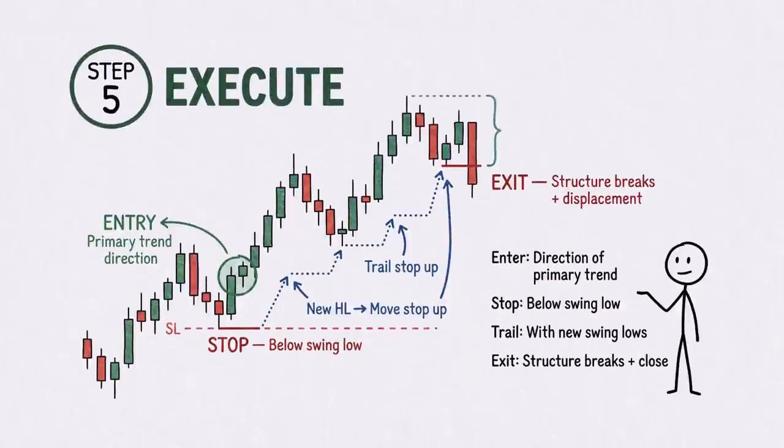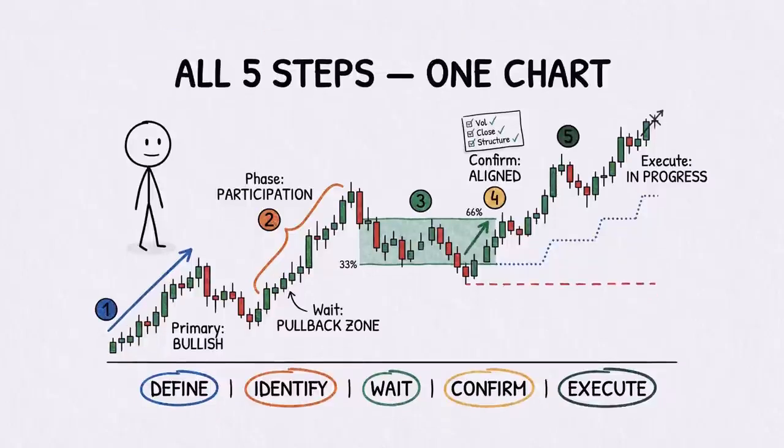Step 5. Execute. Enter in the direction of the primary trend during the secondary reaction in Phase 2. Place your stop below the most recent swing low. Trail your stop as the trend creates new swing lows. Exit when the structure breaks. When a swing low is violated with a close and displacement. 5 steps. Define, identify, wait, confirm, execute. That's Dow Theory applied. Not as geometry, but as a complete trading system.